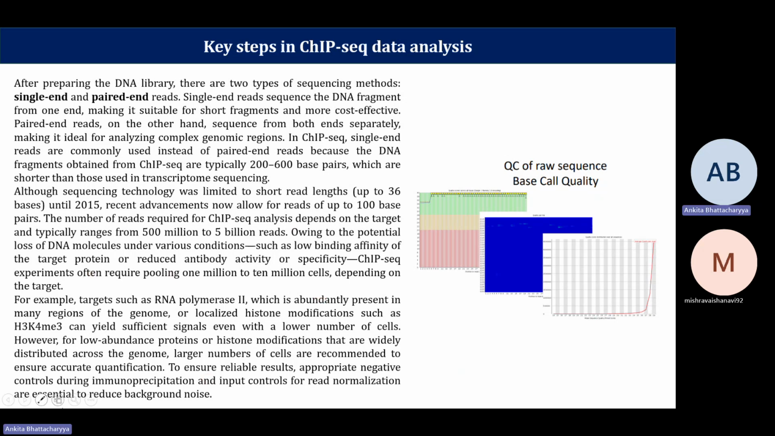Then you have targets of RNA-Pol2, which are abundantly present in many genomic regions, or localized histone modifications, such as H3K4me3. And you should always use negative controls during your IP experiment and input controls so that you can plot a relative comparison between input versus your IP sample.